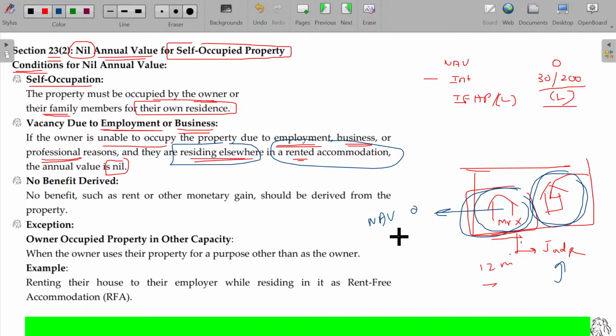But if he says, sir, I cannot live there because of some other reasons, okay, excused. And one more condition. This house property remains vacant for the entire 12 months. No benefit derived. No benefit such as rent or other monetary gain should be derived from the property. He should not get any benefit. If he enjoys some benefit, it's illegal. You understand? So I could not live because of my profession or business, some other reasons.